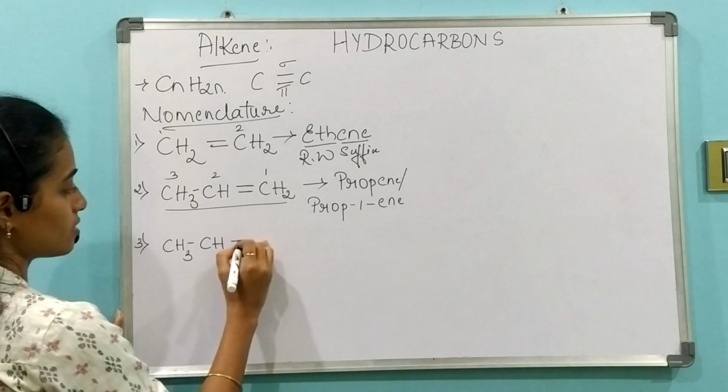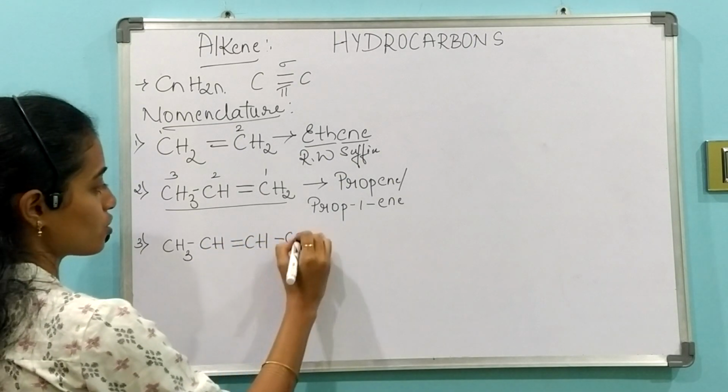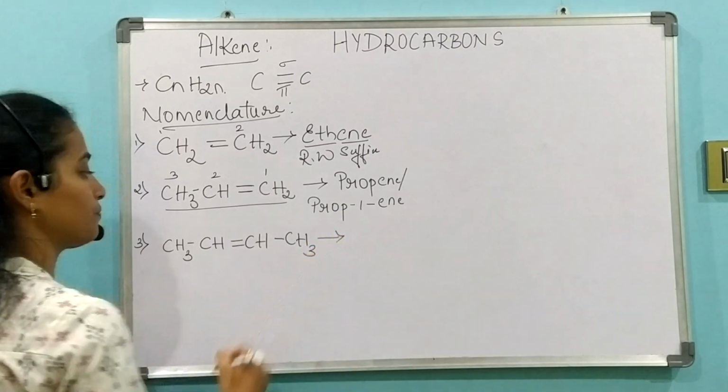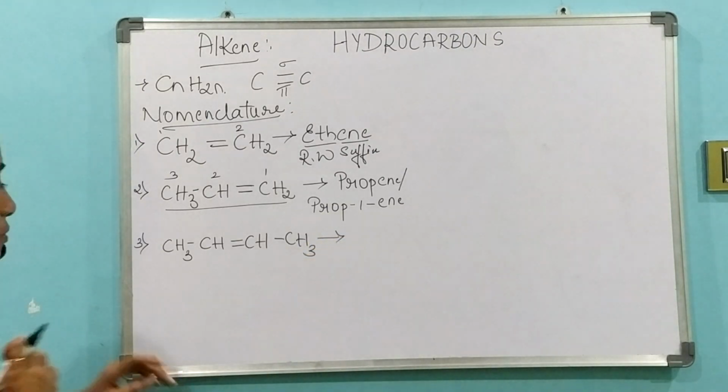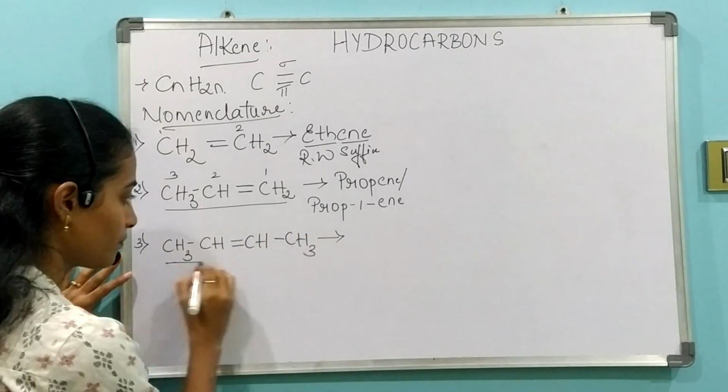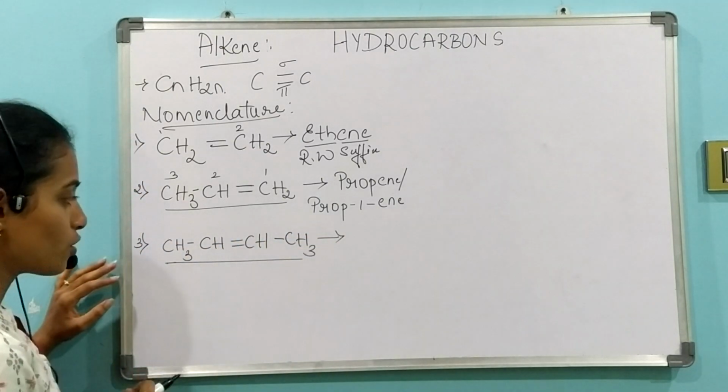CH3, CH, double bond CH, CH3. Okay. See how many carbons do you have in the straight chain? This is your straight chain. From which side you are going to number it?